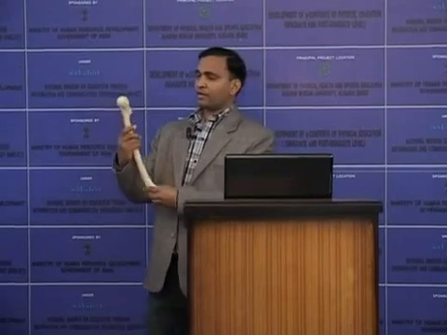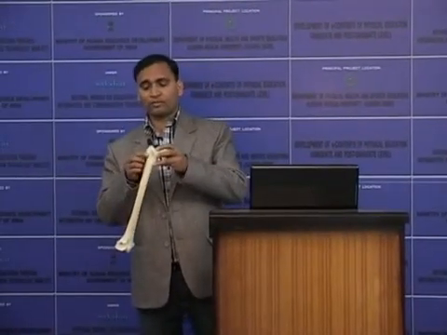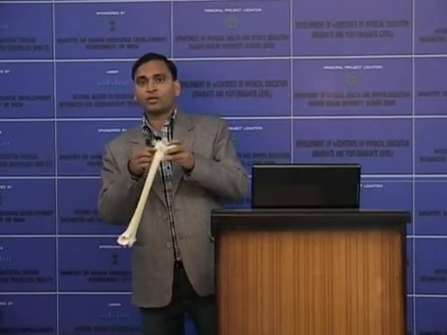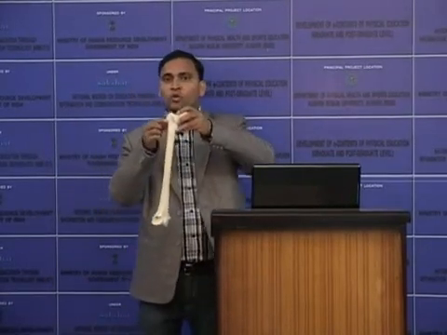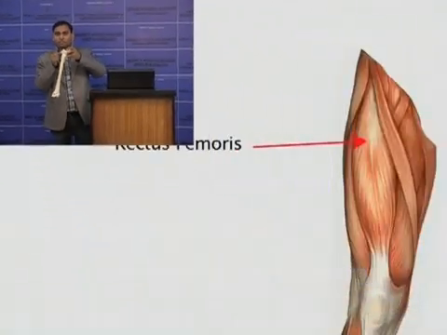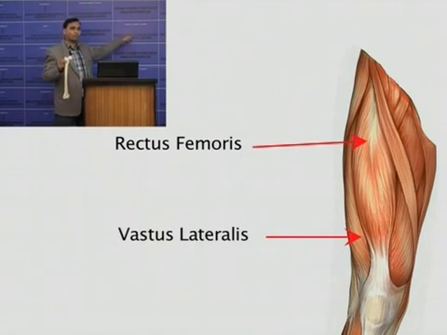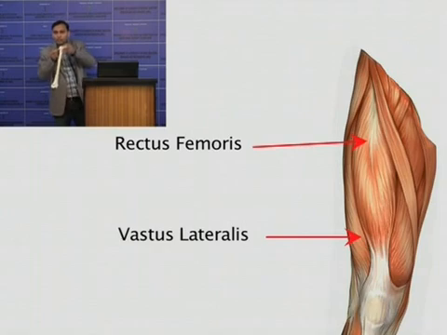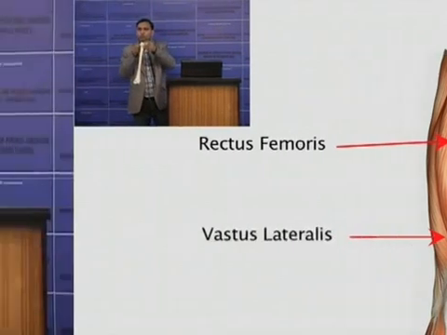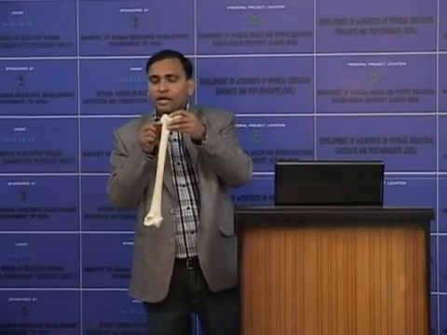This is the femur bone, and when you see the femur, this is the greater trochanter. Vastus lateralis originates from the lateral side of the greater trochanter. Even you can see in the diagram of the PPT, vastus lateralis is originated from the lateral side of the greater trochanter of the femur bone.